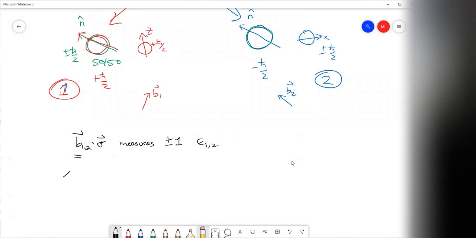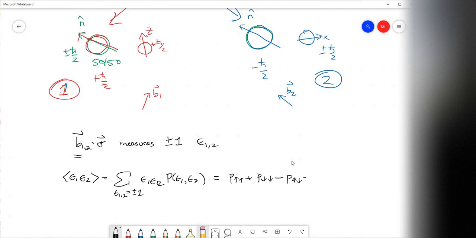We could get, for instance, the expectation value of epsilon 1, epsilon 2. What would that be? Well, that would just be the sum over the possible values of epsilon, which again are plus or minus 1. And it'll be epsilon 1, epsilon 2 times the joint probability of observing epsilon 1 and epsilon 2. So this would just be the probability you get up, up, plus the probability you get down, down, minus up, down, minus down, up. And so good, you have that.